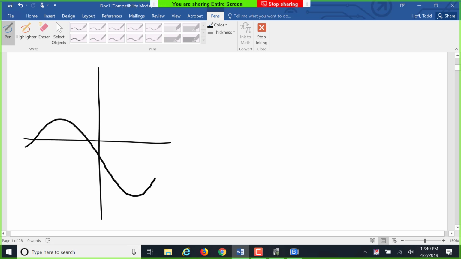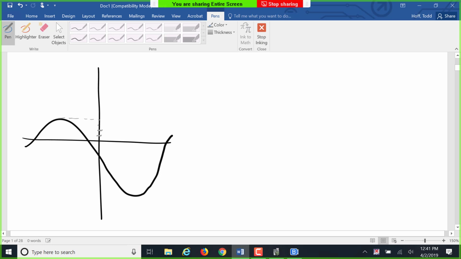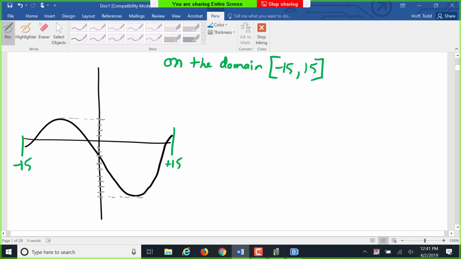Some functions are hard to gauge. If we looked at a function like this, we don't know exactly what the domain and range are there because we don't have the equation. But we can assume that the domain could keep on going in both directions. But if we give you a limit on the domain, let's say this is negative 15 and positive 15, and we say that that's what our domain is going to be limited to, on the domain of negative 15 to positive 15, what is the range of this?